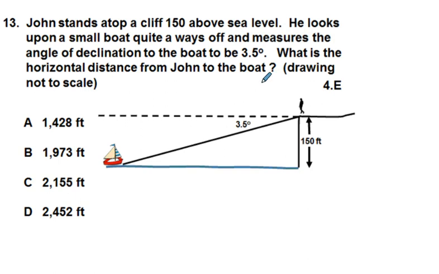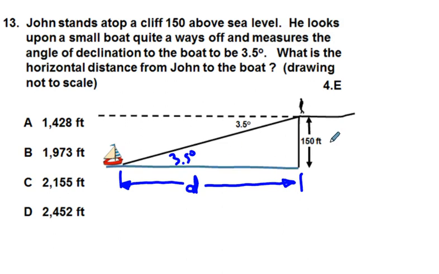13. John stands atop a cliff 150 feet above sea level. He looks upon a small boat quite a ways off and measures the angle of declination, or angle of depression, to the boat. What is the horizontal distance from John to the boat? Drawing not to scale. So we want to have this distance here, and that is our distance D. And this will be 3.5 degrees.